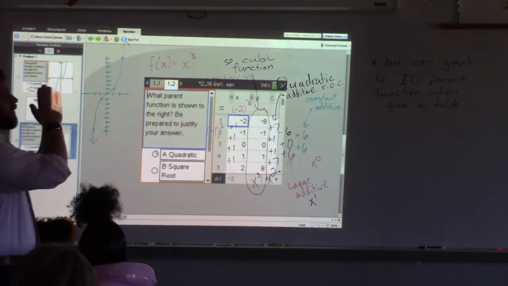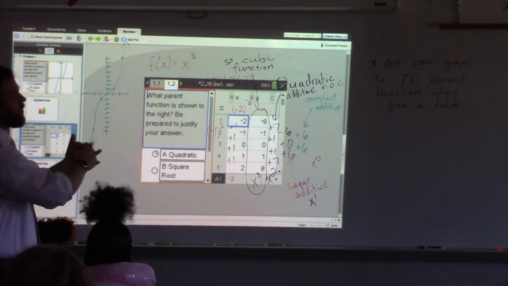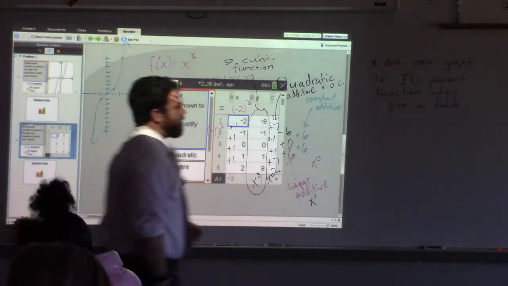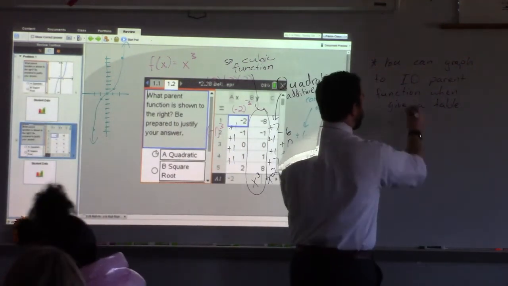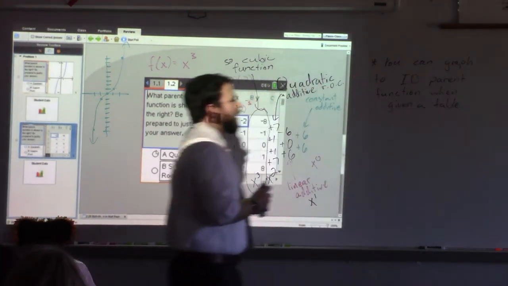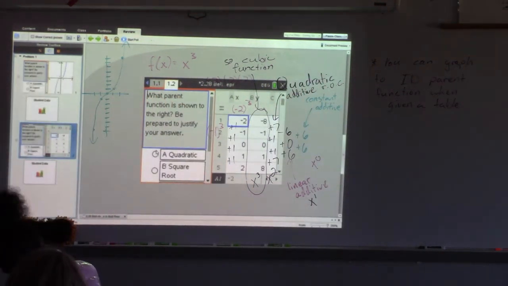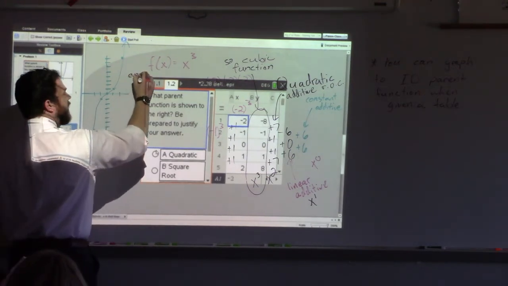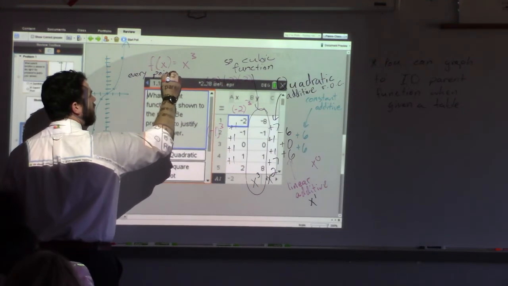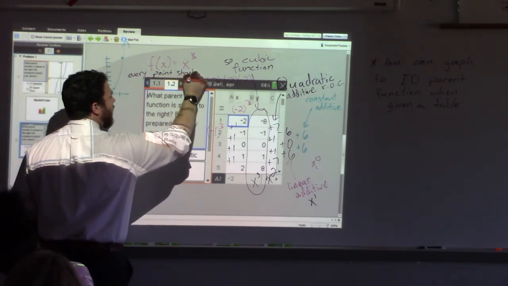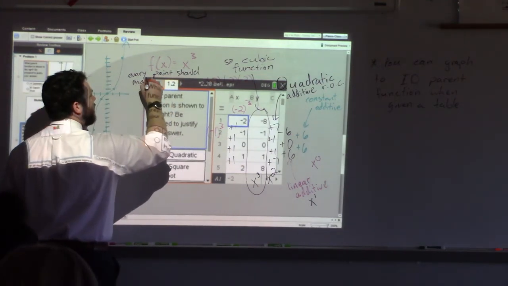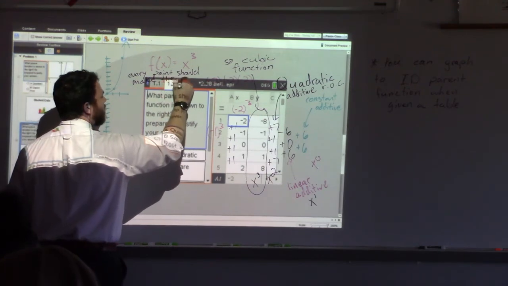So you should have already written down, you can graph to ID the parent function when given a table. Ew, why did no one call me out on that? When given a table? That was grody. Okay, when given a table, and if you wanted to draw a quick sketch of that graph out, you can see, hey, that is a cubic function, and then also make the note to yourself, every point should make the equation what? True.